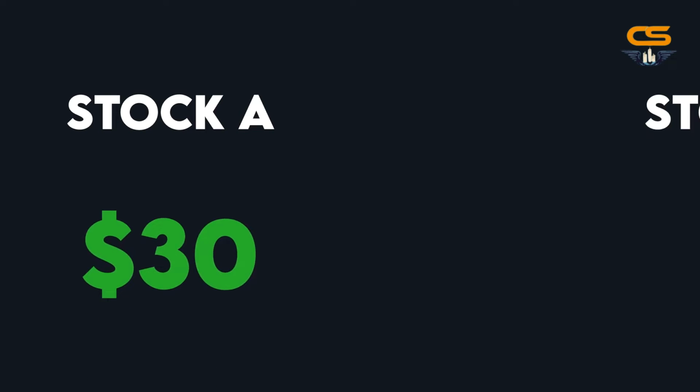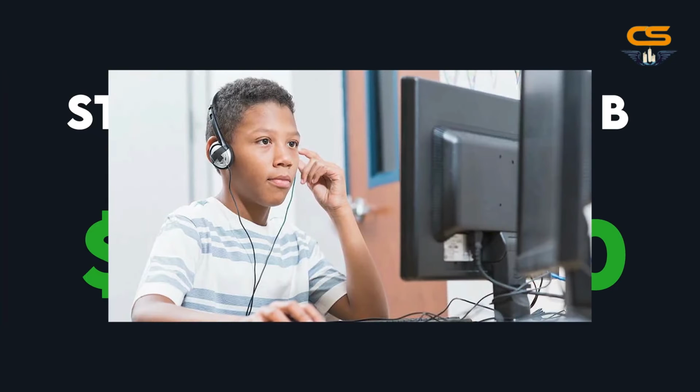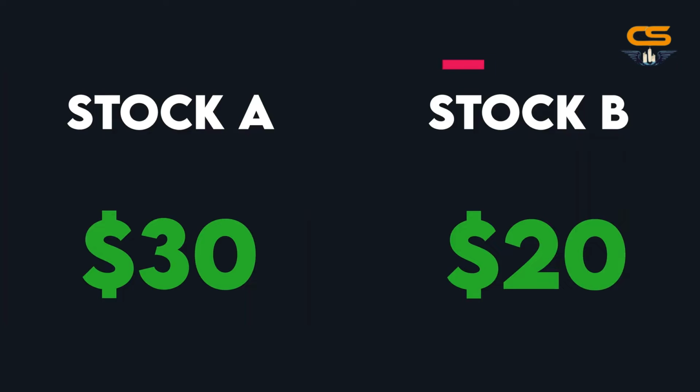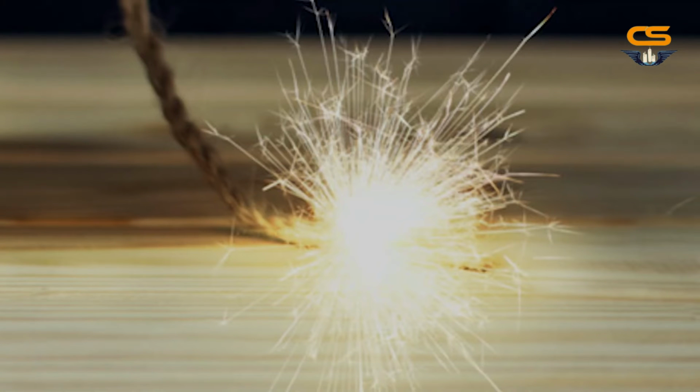So say we have stock A trading at $30 and stock B trading at $20. Which company is more expensive? A new investor might assume stock B is the better value because it's the cheapest. But this isn't necessarily true. The PE ratio can help us with this from a valuation standpoint, to tell us which can give you a better bang for your buck.